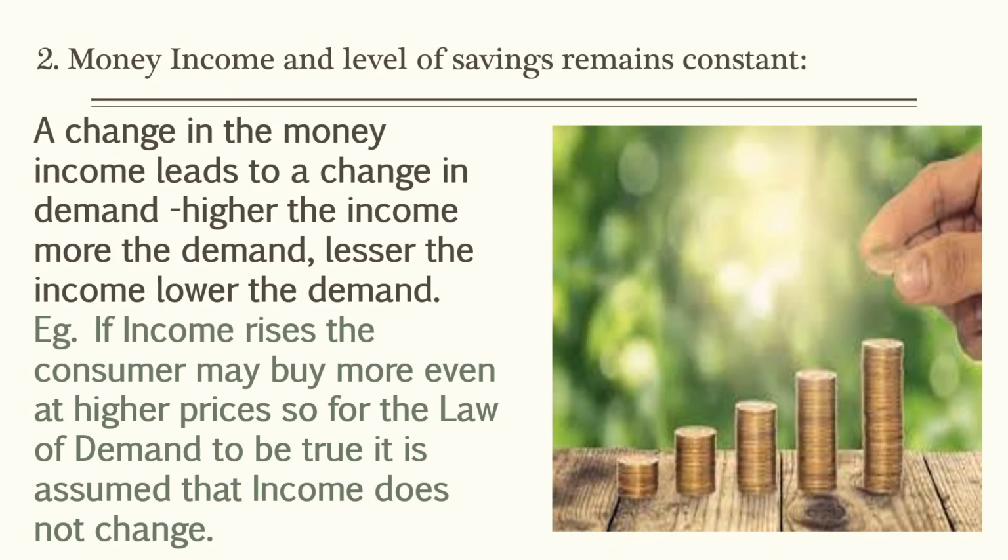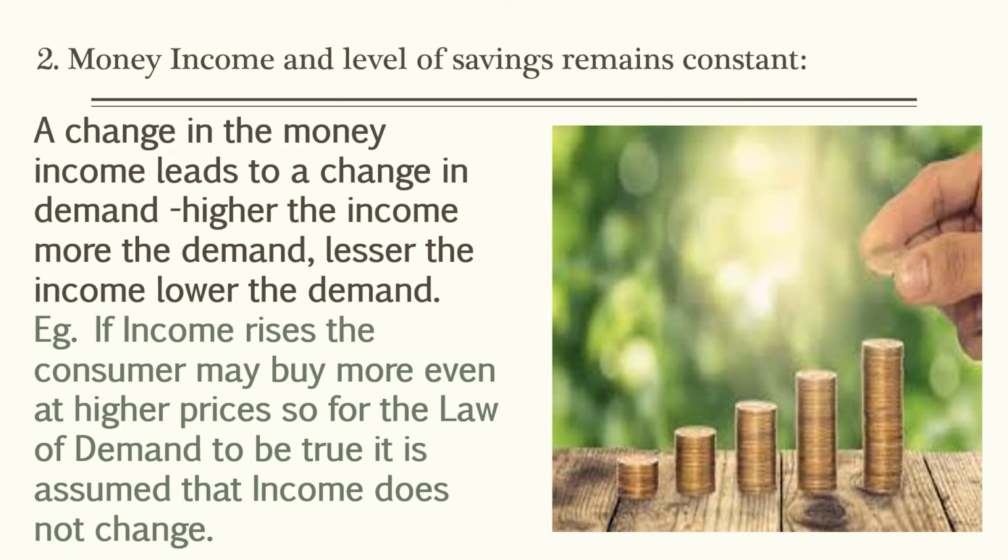The second assumption is money income and level of savings remains constant. A change in the money income leads to a change in demand. Higher the income, more the demand. Lesser the income, lower the demand. Example, if income rises, the consumer may buy more even at higher prices. So for the law of demand to be true, it is assumed that income does not change.